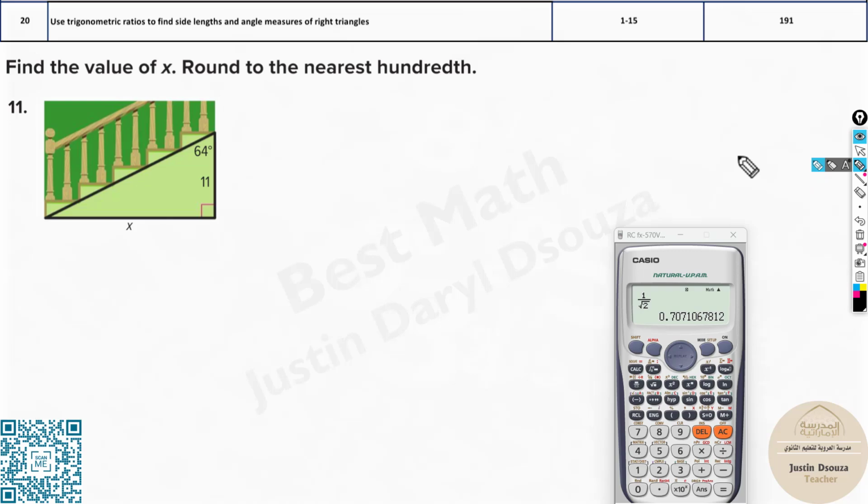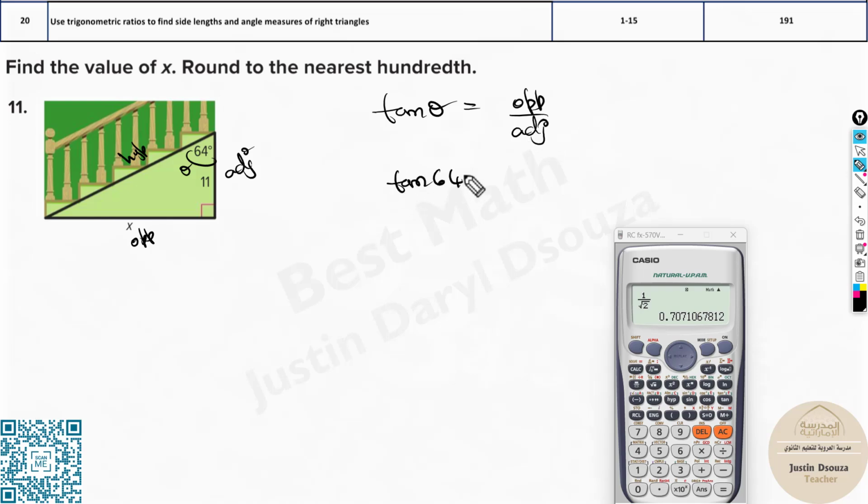Now what formula can you use here? What do we know? Hypotenuse, no, unknown. This is the theta. So opposite is what we need to solve, and adjacent is there. So tan theta gives you opposite by adjacent, isn't it? So now tan 64 degrees will be equal to opposite, x, by adjacent, 11.